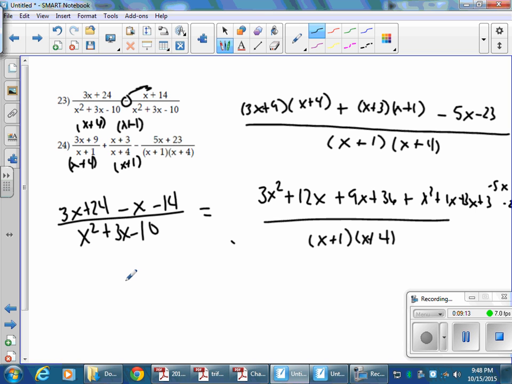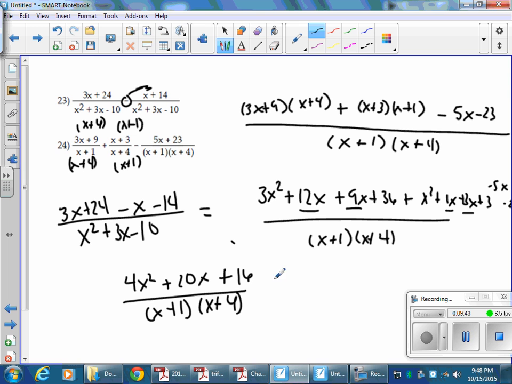Alright, so combine my like terms. I get 4x squared, 12x and 9x is 21x, 22x, 25x, minus 5x, that'd be plus 20x. And then I get 36 plus 3 is 39, minus 23 would be 16. And on the bottom I've got x plus 1, x plus 4. Alright, so I'm going to take out a 4 on the top. That's x squared plus 5x plus 4. And on the bottom I have x plus 1, x plus 4.